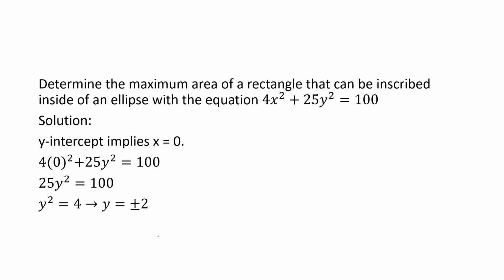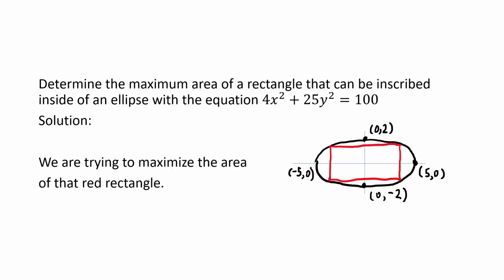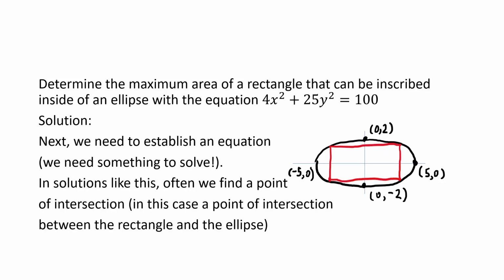Now, the y-intercepts will be determined by letting x equal 0, and we'll be able to say that 4 times 0 squared plus 25y squared is 100, ultimately leading us to y being plus or minus 2. So we can draw a fairly decent ellipse. And again, it's not exactly an oval, but that idea will suffice for our purposes. Now what we're trying to do is fit a rectangle in there, and we're trying to maximize the area of that rectangle. Okay? Now we need to establish an equation, and we need something to solve.